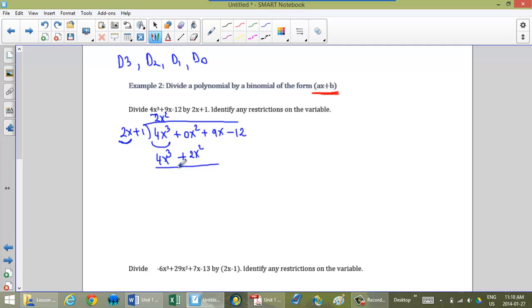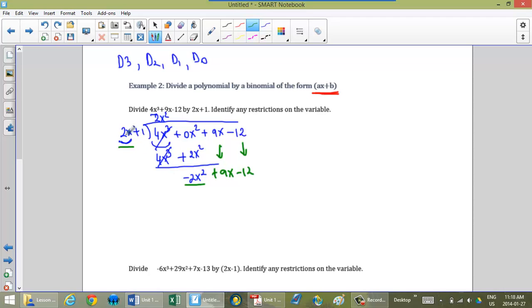Multiplication is followed by subtraction. 4x cubed minus 4x cubed cancel each other out, and 0x squared minus 2x squared is negative 2x squared. Please lower the other terms in the polynomial, so plus 9x minus 12. And again, we're comparing the leading term in the leftover polynomial by the leading term in the binomial. How many times does 2x go into negative 2x squared?